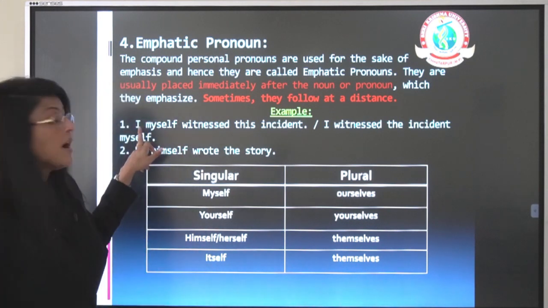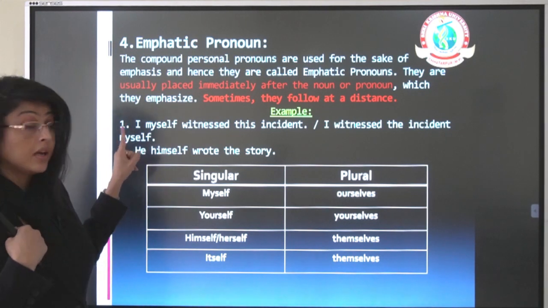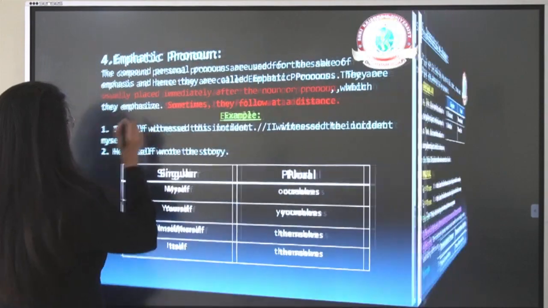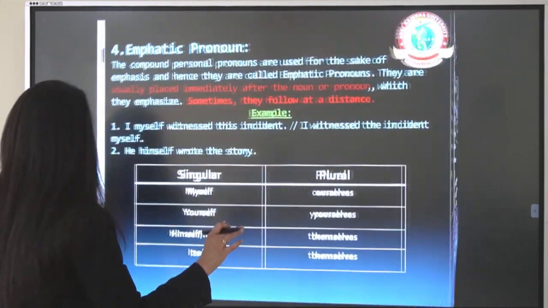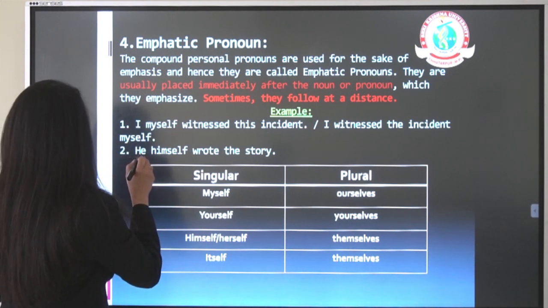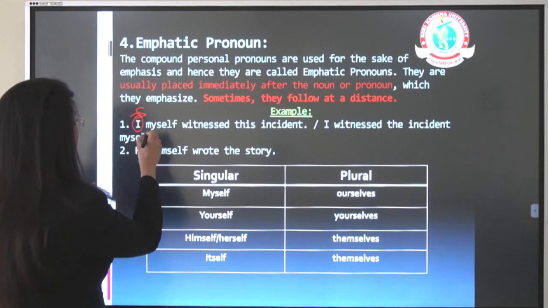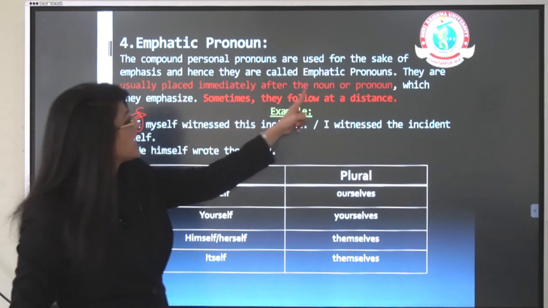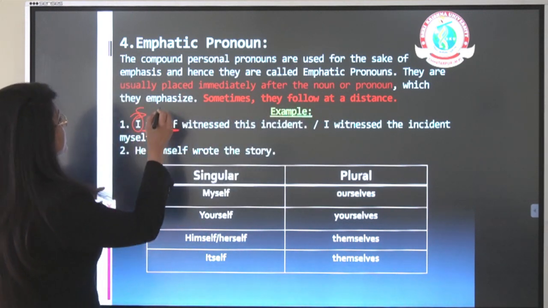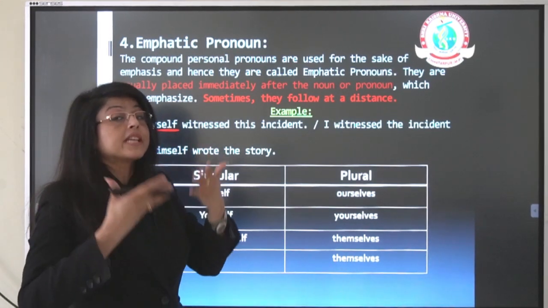Example, see, I am a subject and I am a noun as well, right? I am a pronoun, serving as a pronoun. One moment. So, I am a subject here, okay? And this is immediately after the noun, okay? Usually placed immediately after the noun. So, this is an emphasizing. When I place it immediately after the noun, I am emphasizing myself.